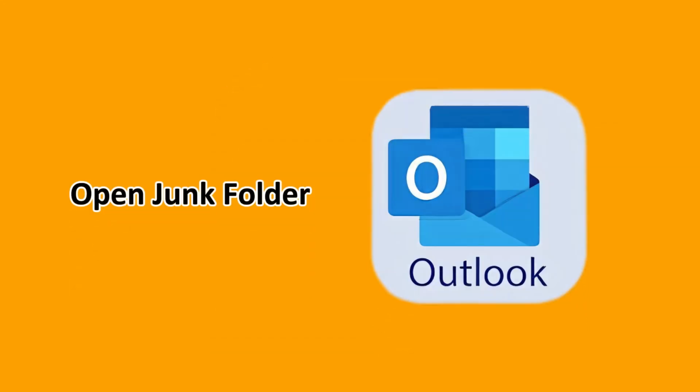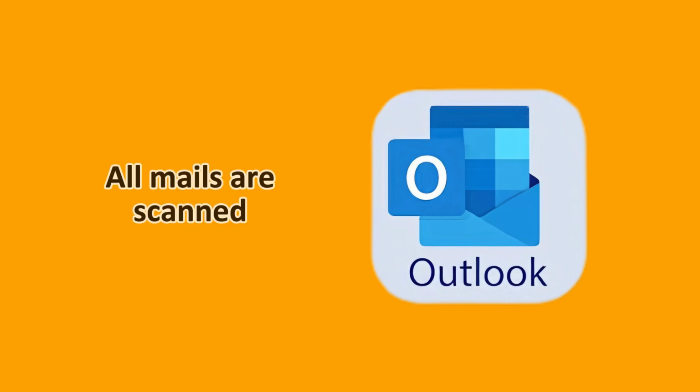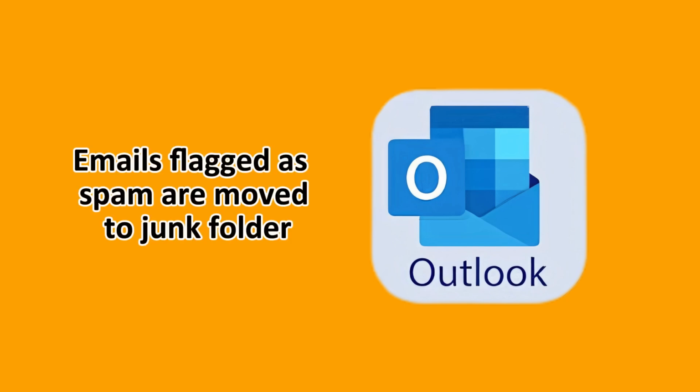The second tip to follow is to open your junk folder. Outlook has a powerful inbuilt spam filter. All your incoming mails are scanned for potential malicious links and common spam words. If an email triggers the spam filters, Microsoft automatically moves it to your junk folder. In most cases, this works fine, but once in a while, Microsoft filters get it wrong and accidentally label a normal email as spam.